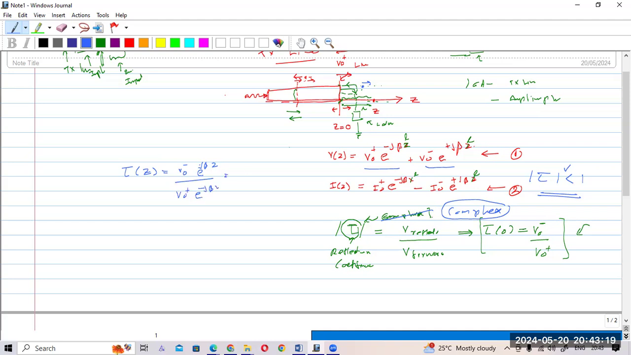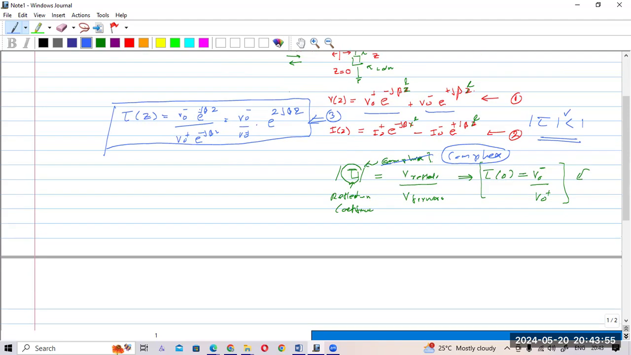So you can write it as V naught minus over V naught plus e to the power 2 j beta z, because this j beta z is going up and it will be plus. So the power 2 will be added. So this is the general reflection coefficient. You should understand this equation also. Say that this is 3. So 1, 2, 3 we have learned.